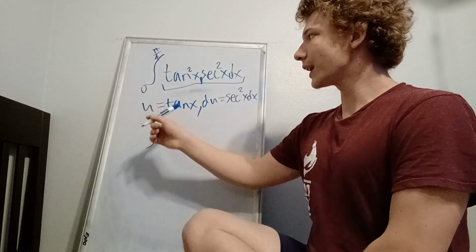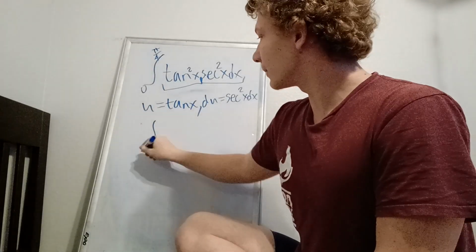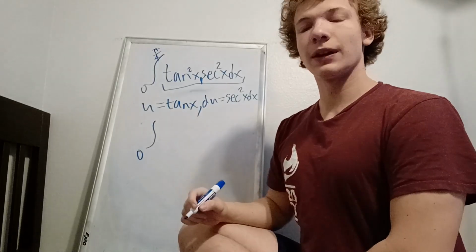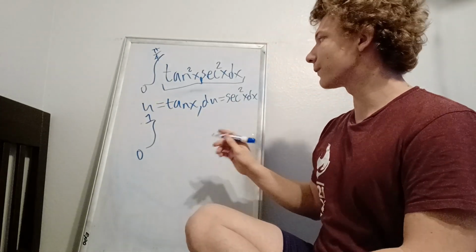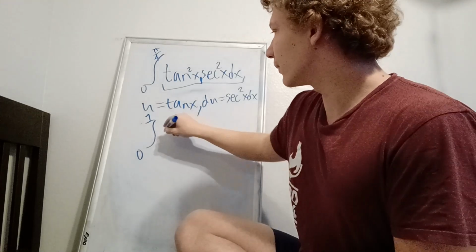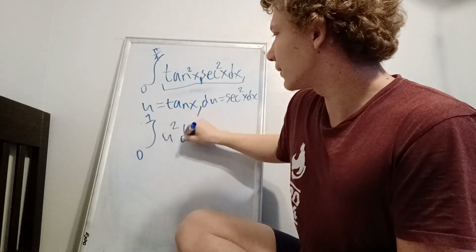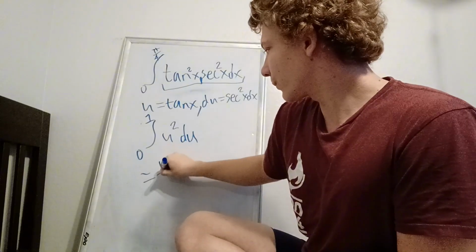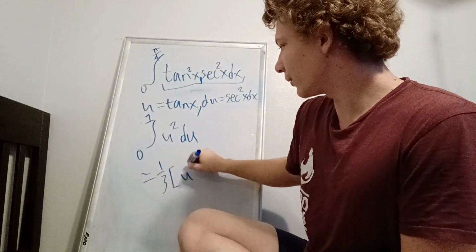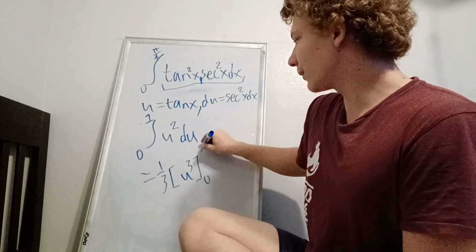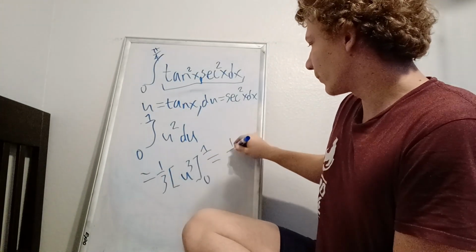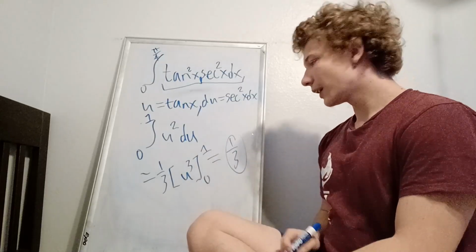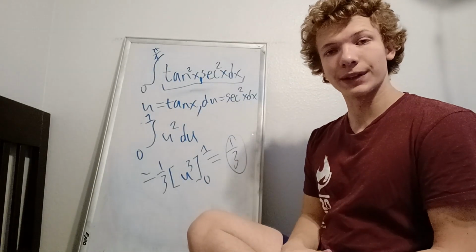Now, tangent of 0 is still just going to be 0 for u. Tangent of pi over 4 is, of course, 1. So this will be the integral going from 0 to 1 of u squared du. This is, of course, 1/3 u cubed, evaluated from 0 to 1. And this is just going to be 1/3. And that is our final answer for this integral.